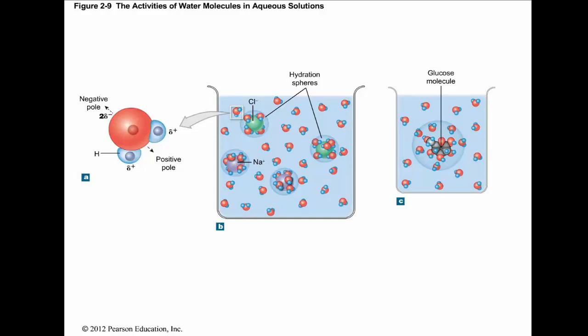All right, now if we look at something like salt being dissolved in water, then the water surrounds the chloride atom and surrounds the sodium atom to keep them from coming together. The same happens in glucose. So this helps in the solubility of the compounds.